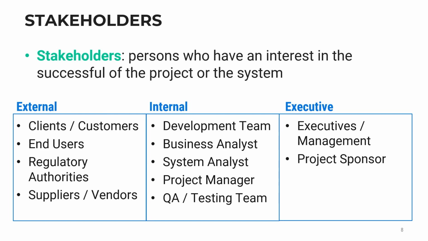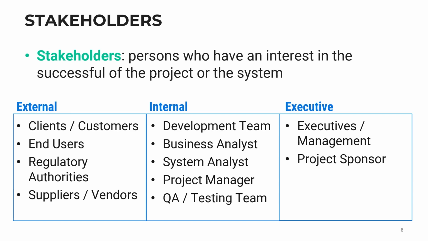So let's start with the external stakeholders. External stakeholders are the individuals or people who are not in your organization. This includes the client or customers, the end users, the regulatory authorities, suppliers, and vendors. Client or customers are individuals or organizations that have requested the development team to develop the software, right? They are primary beneficiaries of the project outcomes and are usually responsible for funding the project.